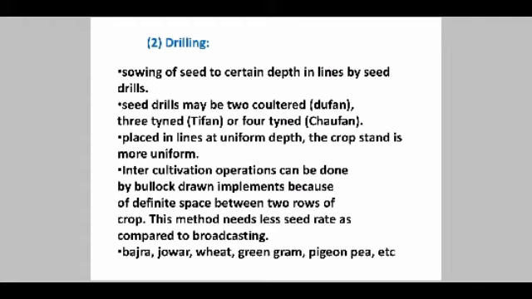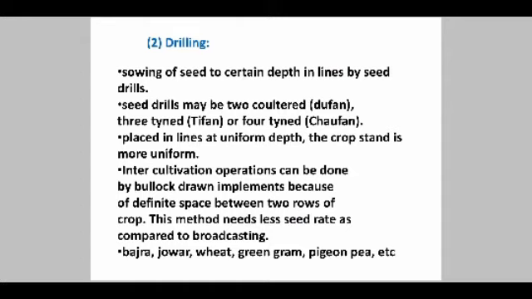Next is drilling. Drilling consists of dropping seed in furrow lines in a continuous flow and covering them with soil in a proper way. The seed metering may be done either manually or mechanically. The number of rows planted may be one or more.